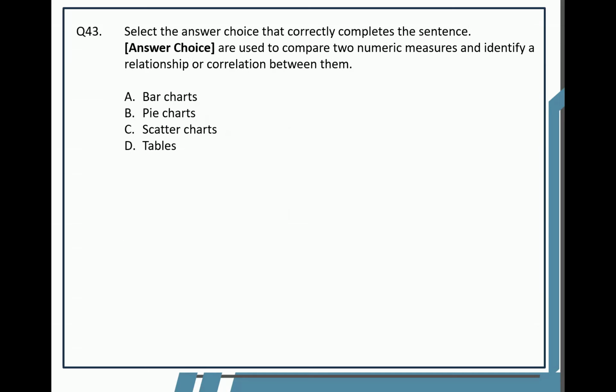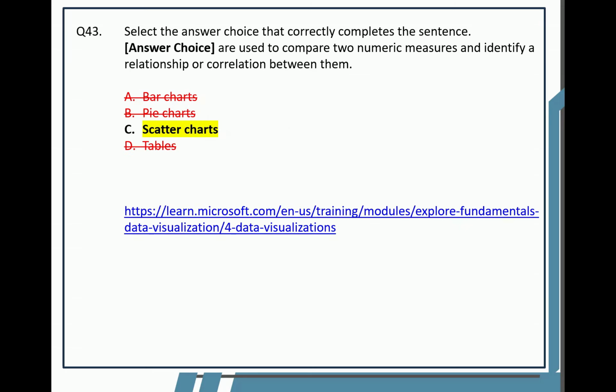Okay, in this question, we are asked to select the chart type used to compare two numeric measures and identify a relationship or correlation between them. Your options are bar charts, pie charts, scatter charts, tables. Now, bar charts compare categories, not relationships. Pie charts show proportions of a whole. Scatter charts plot one numeric variable on the x-axis and another on the y-axis, making them ideal for spotting relationships, trends, and correlations between two numeric measures. Now, tables display data but don't visually reveal correlation.